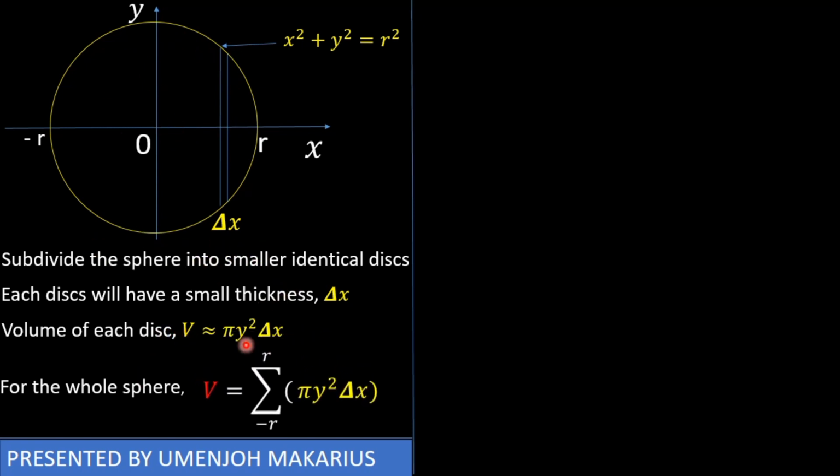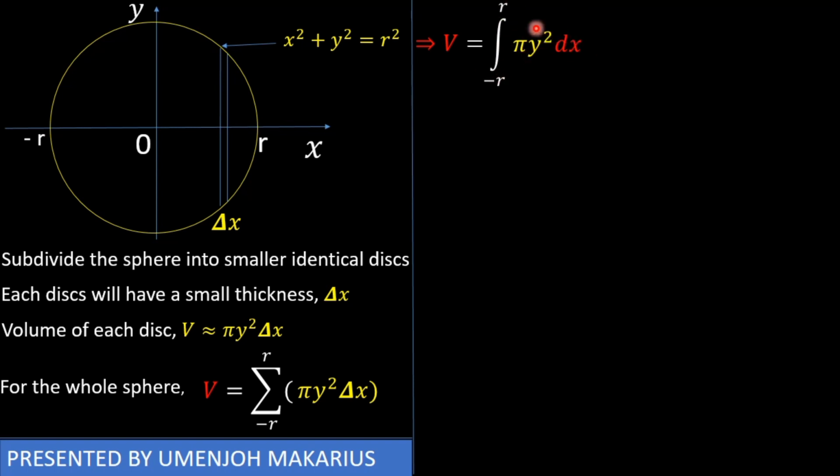So it's going to just be the sum from negative r to r of all the volumes, the volumes of all the disks we are going to produce. Great. So now, guys, we are going to change from this continuous to now a disk. So we are now going to have our V to be the definite integral going from negative r to r of pi y squared dx.